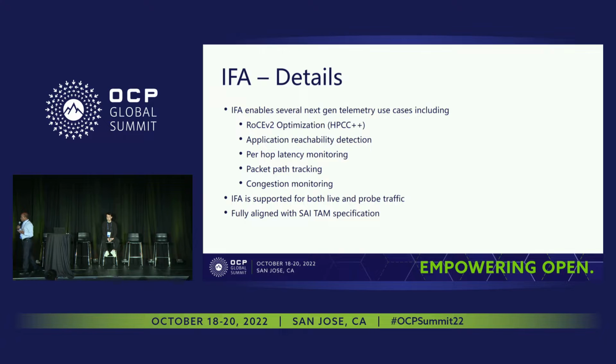So this is a brand new technology and it is being adopted. Alibaba will talk about it, and there are several use cases to it, right? So we talked earlier about RoCEv2 optimization for AI, ML, and storage workloads.